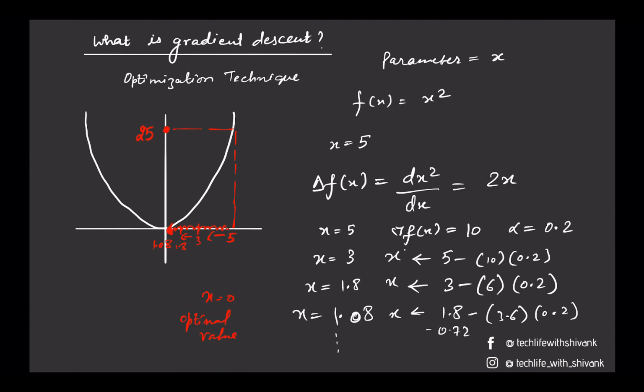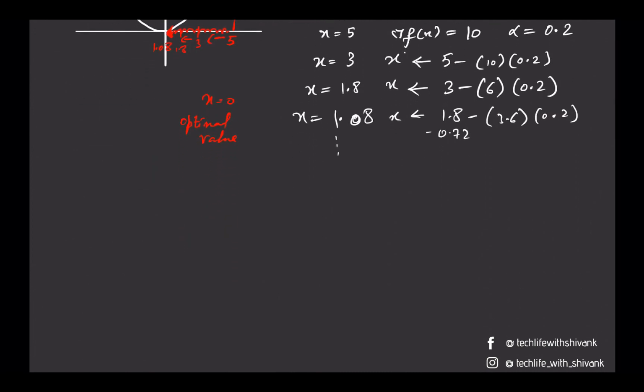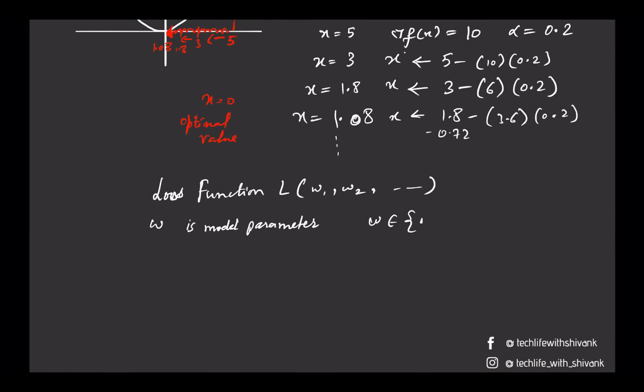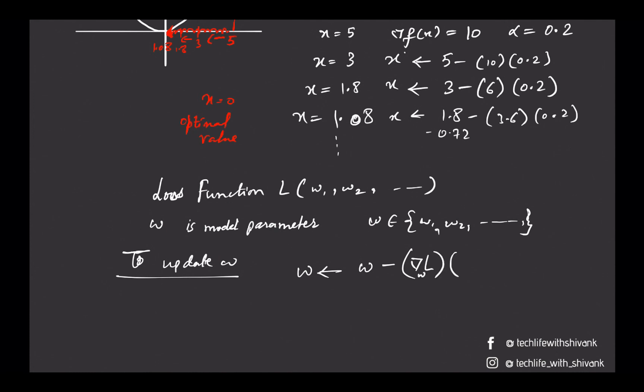So this is the idea of gradient descent, that we take the loss function L, and let W be a model parameter. We know that the loss function L would be a function of model parameters W1, W2, and so on, and W belongs to this set W1, W2, that is the set of all model parameters. To update W, we take the existing value of W, we calculate the gradient of the loss function with respect to W, and then we move in the negative direction of the gradient with some step size alpha. So this is the basic idea of gradient descent.